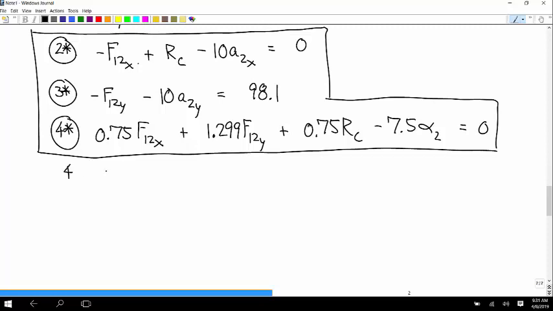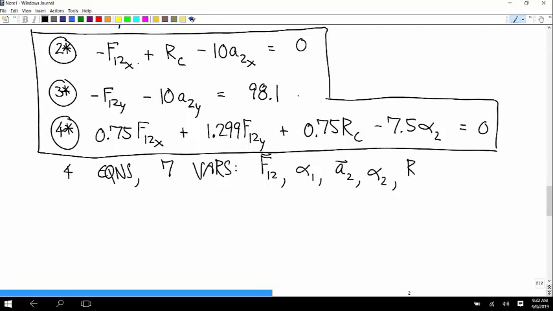Okay, so we have 4 equations. Before we count up the variables, anyone know how many we're going to have? 7, that's right. We had 6 when all we had was the knee joint. Now we have that extra joint that introduced one more variable, and that was that normal force RC. Variables now are F12, alpha 1, that's 3, A2, alpha 2, and RC, 2, 4, 5, 6, 7. That means we're going to need 3 constraint equations.